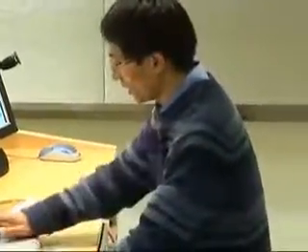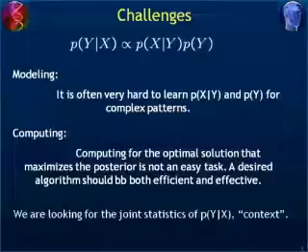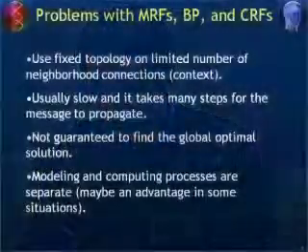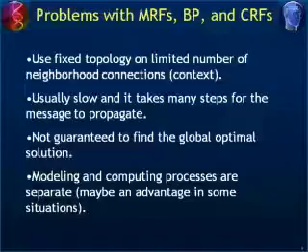Here, we want to put the context into this picture, but make the whole computing and learning framework very simple and straightforward, because there has been lots of work in terms of modeling and computing: belief propagation, graph cuts, and many recent models such as MRF and CRF. But there are major problems with the existing Markov random fields, belief propagation, or CRF, conditional Markov random field models. All these models pretty much use a fixed topology, with a limited number of neighborhoods.